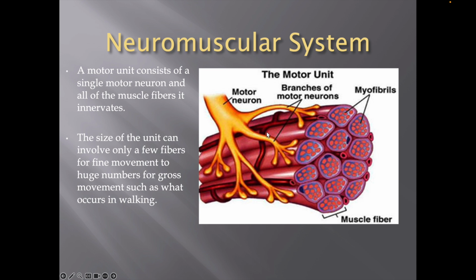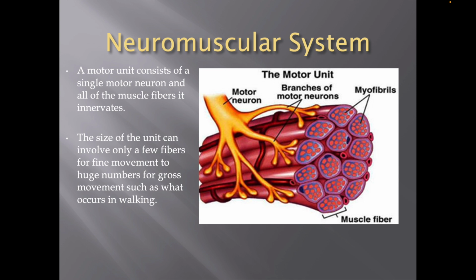Now, the size of this motor unit can involve only a few fibers for fine movements to a large number of fibers for gross movements. An example of fine movements would be, number one, your eyeballs. When your eyeballs move, they have to make small, precise movements. So the motor units that control the eye, there are many different motor units, and each motor unit only attaches to a few different muscle fibers. That helps with very fine movements.